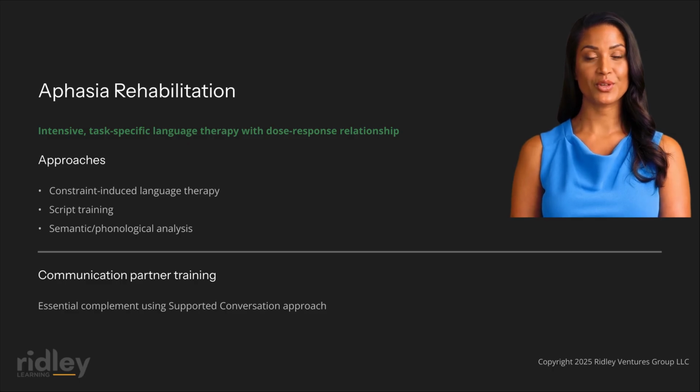Script training approaches focus on functional communication in specific contexts, with repeated practice of conversational routines enabling more fluent communication in trained situations. Semantic feature analysis and phonological component analysis target word-finding difficulties through systematic cueing approaches that strengthen the semantic and phonological networks supporting word retrieval.